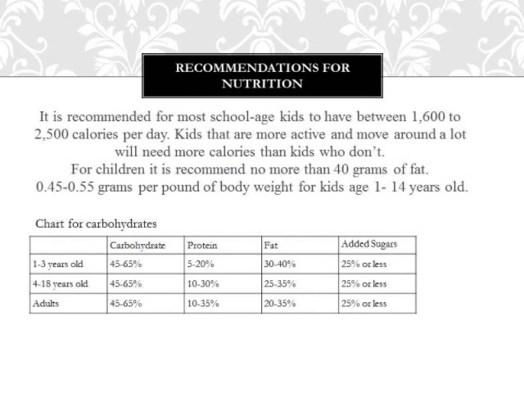Recommendations for nutrition. It is recommended that most school-aged kids get between 1,600 to 2,500 calories per day. Kids that are more active will need more calories than kids who don't. For kids, it is recommended no more than 40 grams of fat. This graph just shows the percentage of carbohydrates that you need depending on your age.